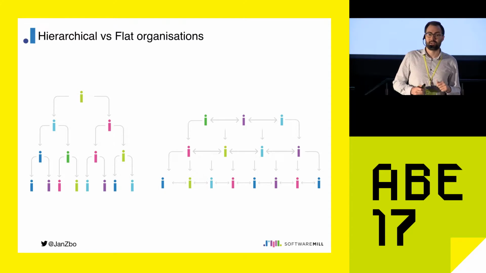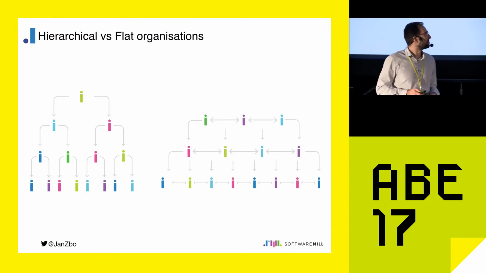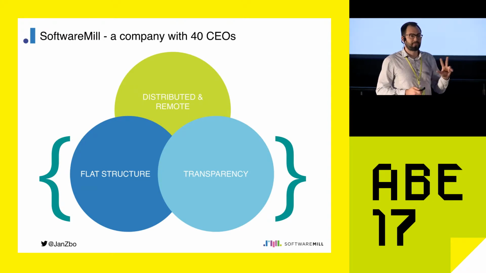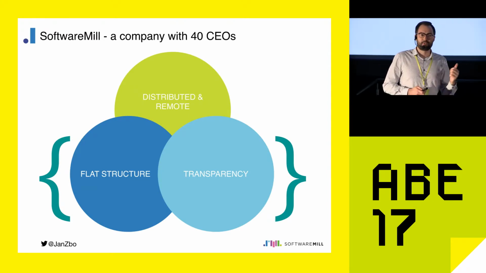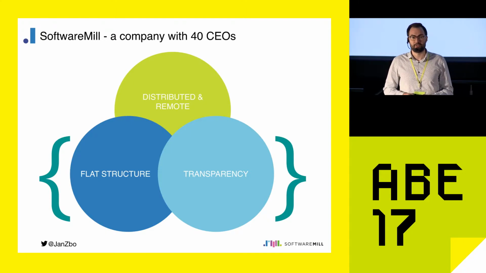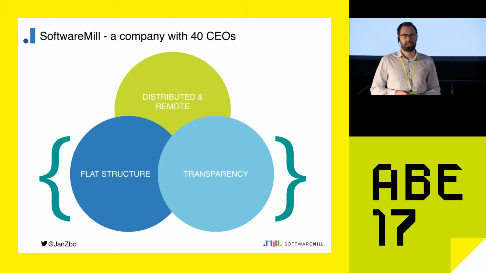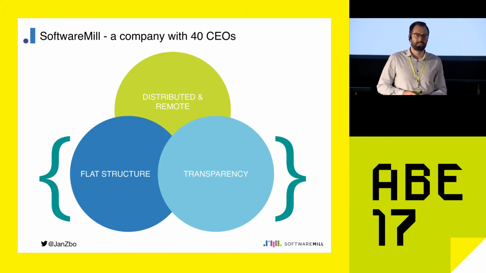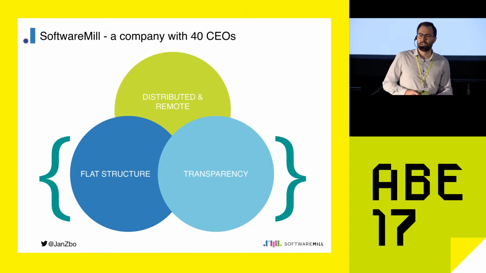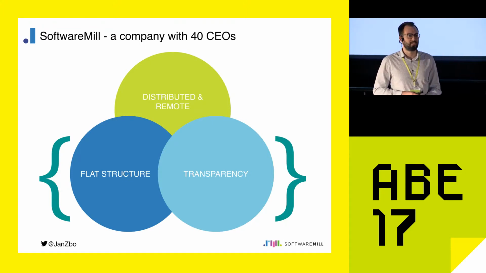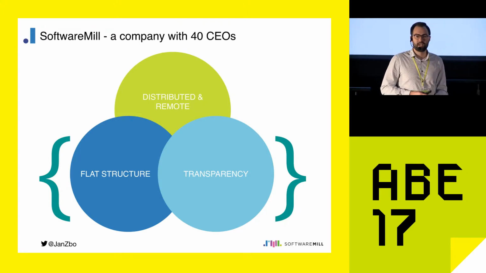Before I tell you how we make decisions at Software Mill, let me tell you a little bit more about our company. There are three differentiators. First of all, we are a 100% remote and distributed company. That means we do not have a single office. Everyone in our team works from their homes. And it was always like that. And we continue to grow as a remote company as well.